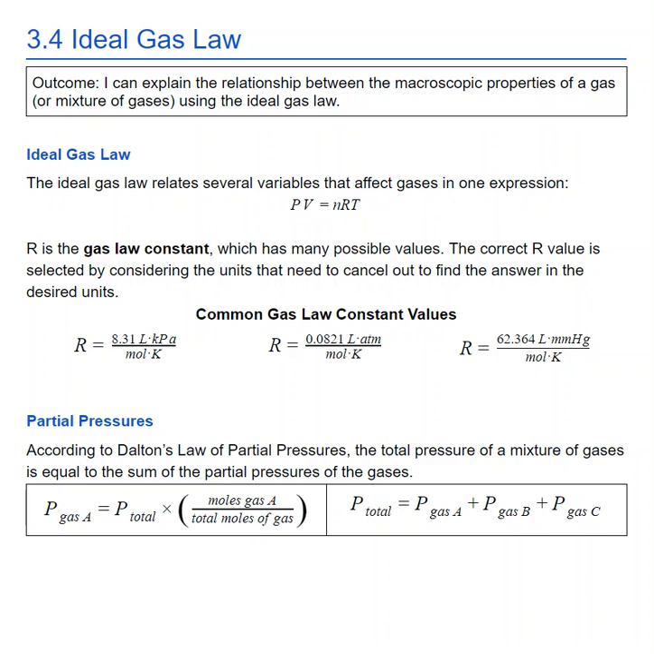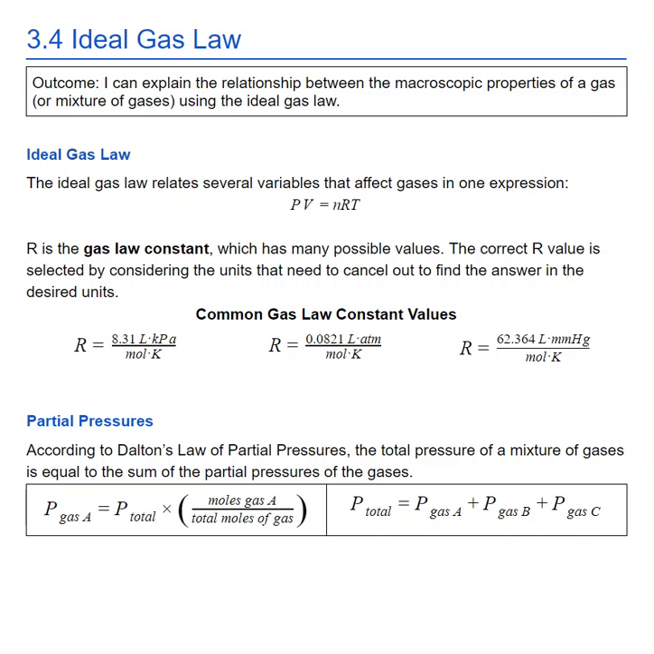So PV equals nRT. P is pressure, V is volume, n is moles, R is the gas law constant. This has many possible values. The correct R value is selected by matching the units that you need to cancel out. And then there's T, which is temperature.